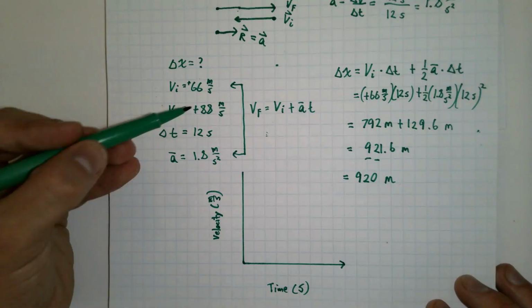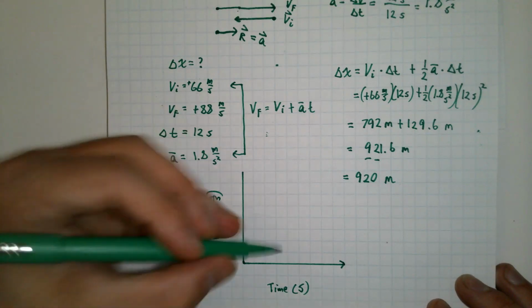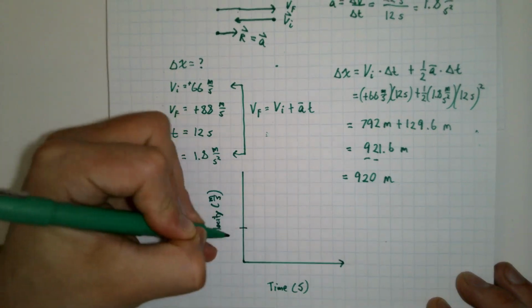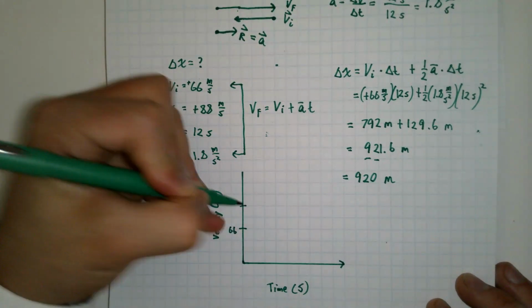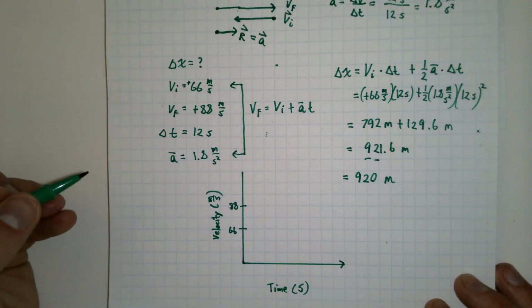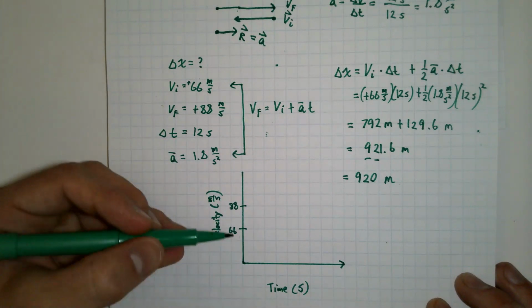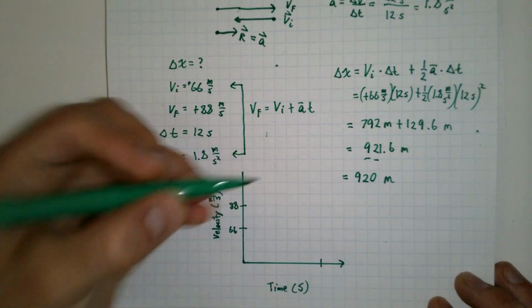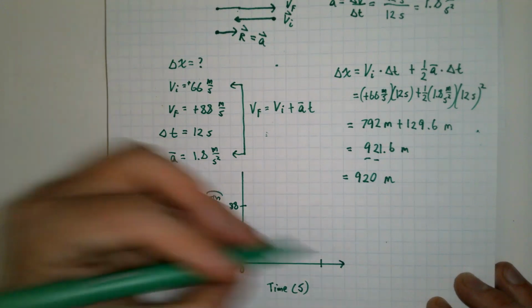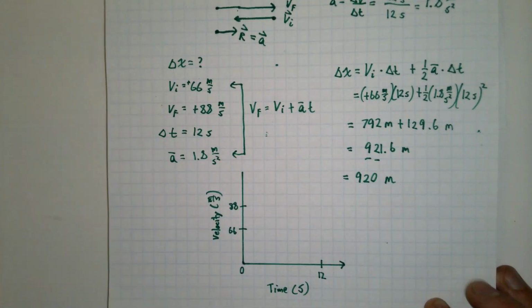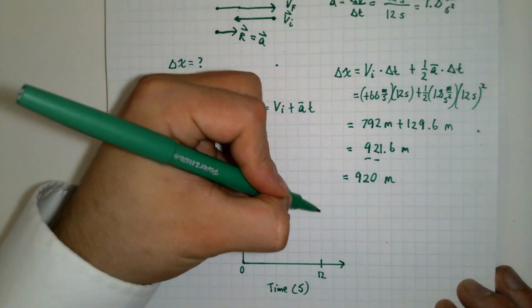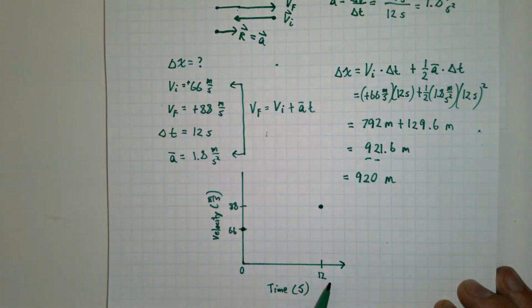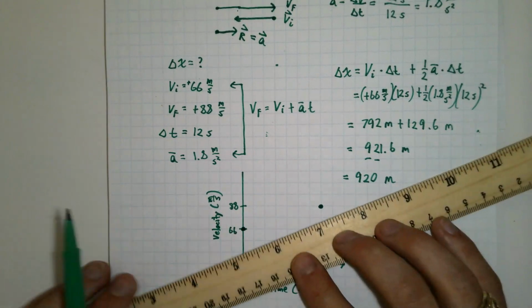We know that our velocity started at 66 meters per second. I'll say that's something like here. Say this is something like 66, and it went up to 88. I'll say this is something like 88. We did that over a period of 12 seconds. We'll say this is 0 seconds, of course, and this is 12 seconds. So we started from 66, ended up at 88 after 12 seconds. I'll connect these two lines here.